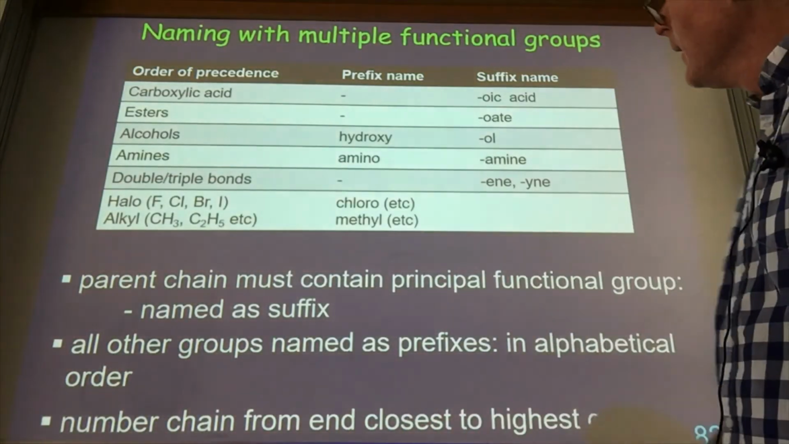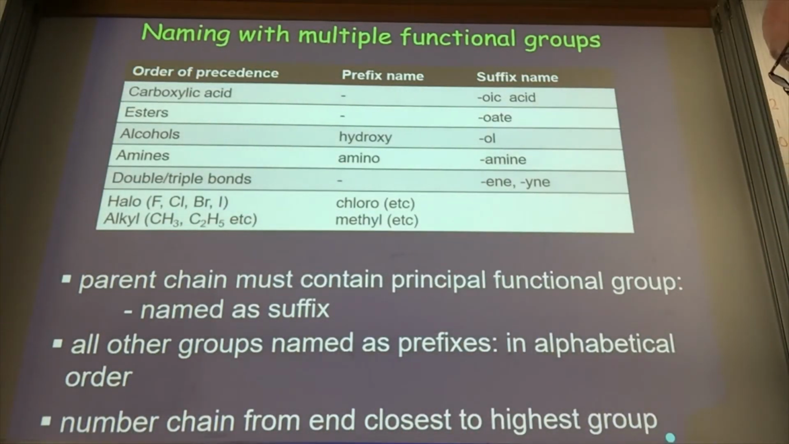Let's start with that one. Naming with multiple functional groups. So basically, when you get a combination of functional groups, one of them goes at the end, that's the major functional group, goes as a suffix, and all the other ones go as prefixes out the front of the molecule. And this is the table that gives you the order of precedence. You need to have a basic idea of this order.